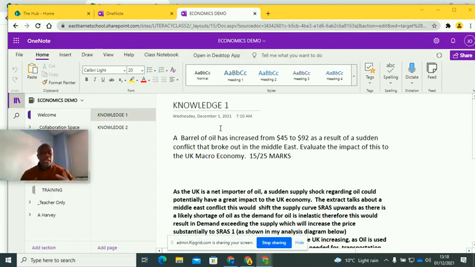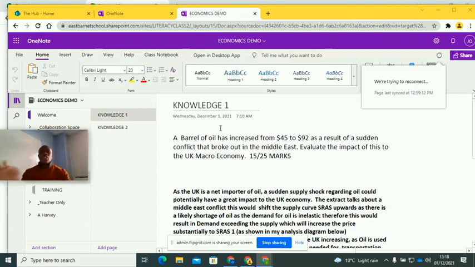Now, in terms of knowledge, you can write definitions as well, but definitions should not be the entire part of your knowledge. Your knowledge should show the examiner that you actually fully understand the question by linking economic concepts, by linking key terms, by linking theories. That's what you need to do from the beginning. You need to show the examiner that you understand the question. So let's go through this one.